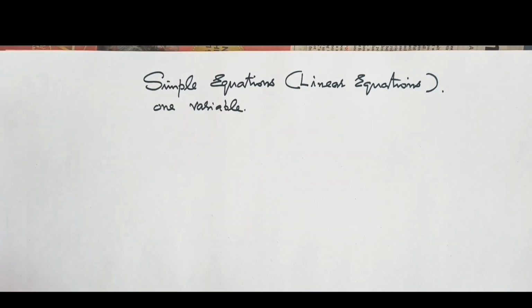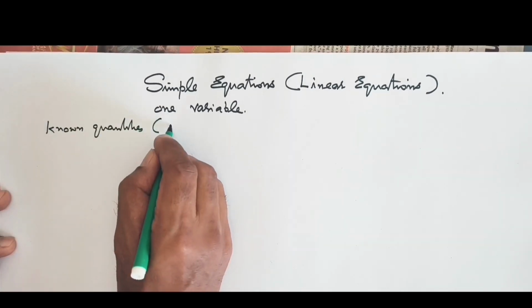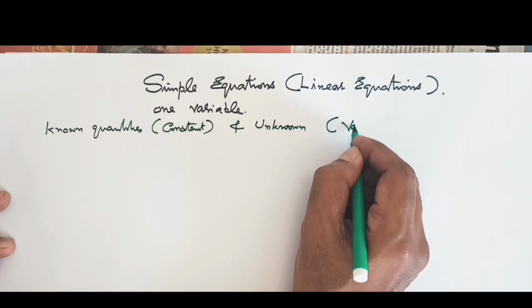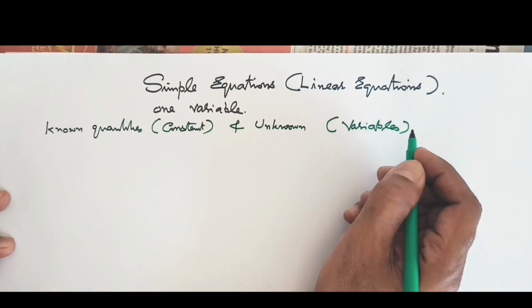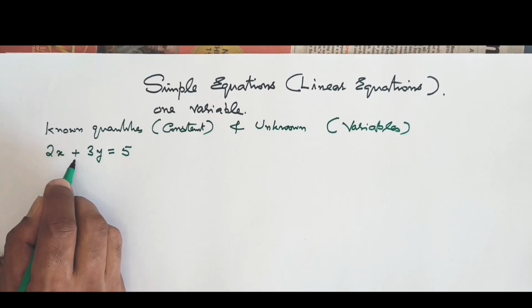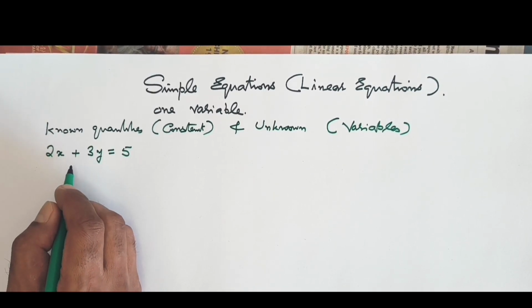So what's an equation? Basically, it's a mathematical statement connecting some known quantities, usually the constant numbers, and unknown quantities, which are represented by variables like x, y, z. For example, this is an equation: 2x plus 3y equals 5. Moreover, this is a simple equation. So, what does the simple equation mean?